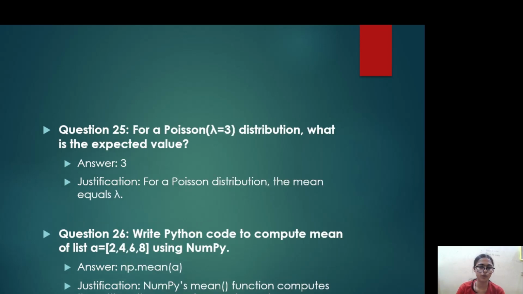So the next question is, for a Poisson lambda equal to 4 distribution, what is the expected value? So in Poisson distribution, something very important and simple holds, that mean equals lambda and variance also equals lambda. So the expected value or mean is equal to lambda. So here lambda equals 3, so the expected value is also equal to 3. This means that on average we expect the event to occur 3 times in the given time interval or region. So for example, if lambda represents the average number of customers arriving per minute, then on average we expect 3 customers per minute.